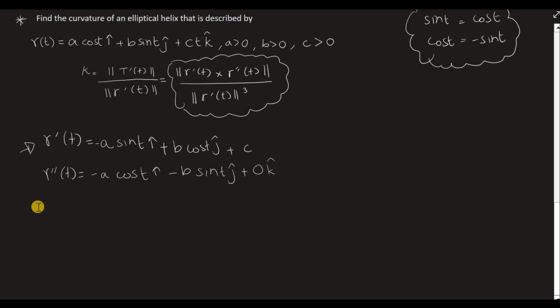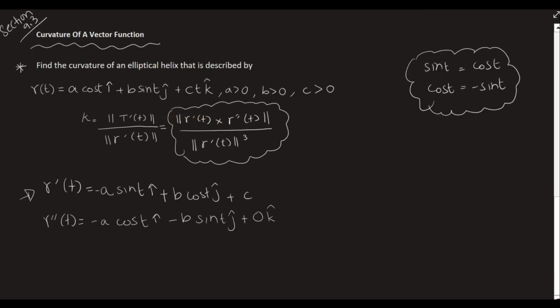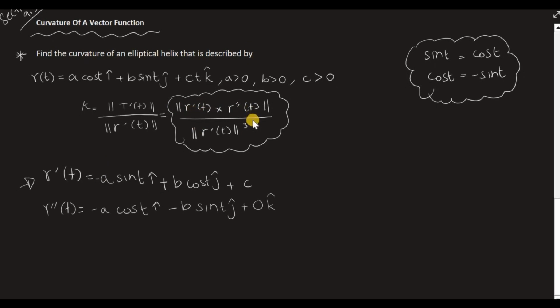Okay, let's move on. So what's the next step now? Now we'll have to cross product the first derivative times the second derivative.